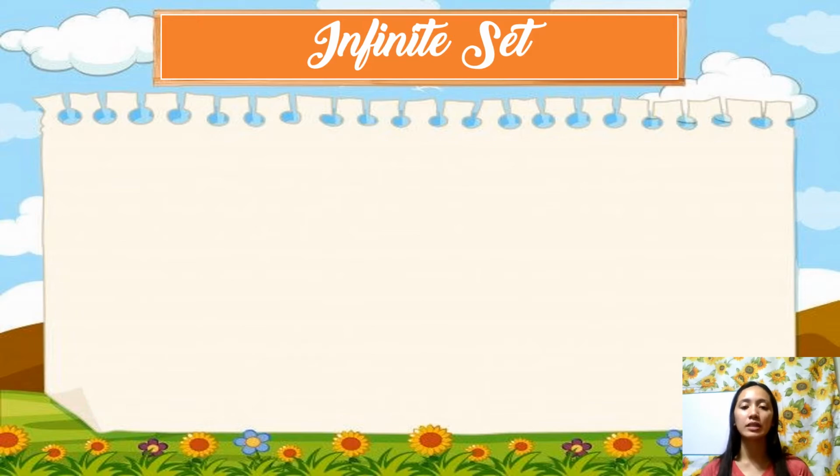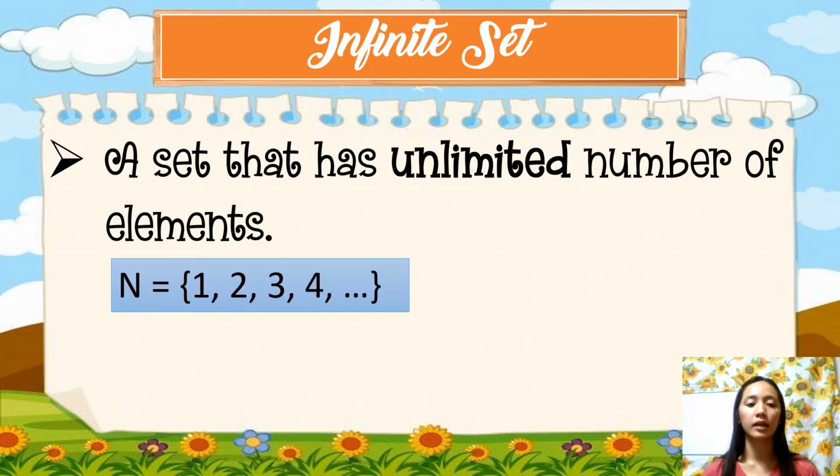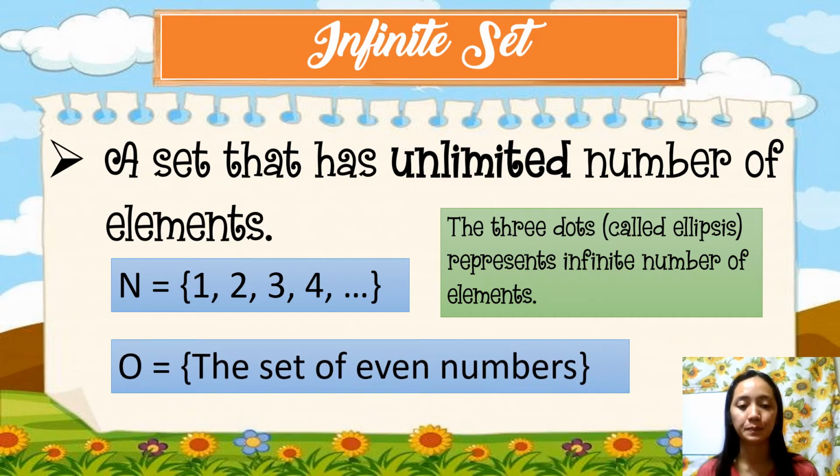Next, let's have the infinite set. When we say infinite set, that is a set that has an unlimited number of elements. So, ibig sabihin, not countable. So, unlimited. Mahaba or madami yung possible na maging set niya. Let's say, for example, set N is a set of counting numbers: 1, 2, 3, 4, and so on and so forth. The three dots are called ellipses, and that represents an infinite number of elements. Ibig sabihin, meron pa siya or unlimited yung number of elements from the given set.